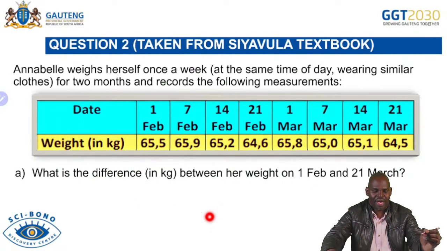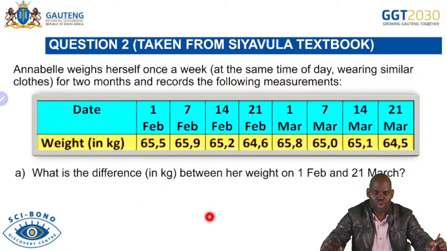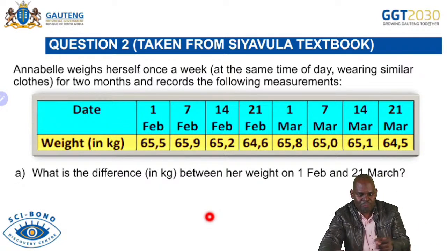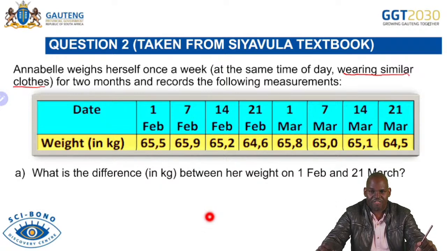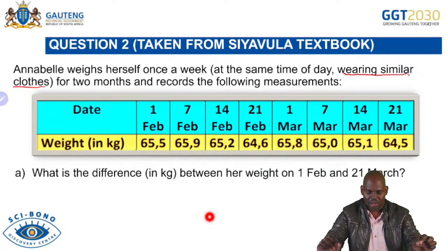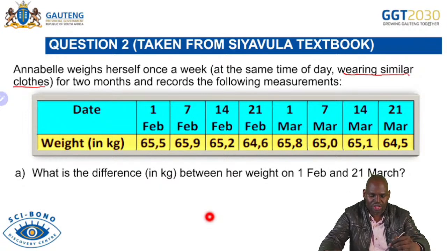Okay. Then the next question that is also related to weight and mass. So this one is: Annabelle weighs herself once a week at the same time of day wearing similar clothes for 2 months and records the following measurements. Okay. Now, very important, they say in this case, wearing the same clothes. Remember, the weight of the clothes can also have an effect on a person's weight. Okay. So that is why they emphasize that she should be wearing the same clothes for 2 months.